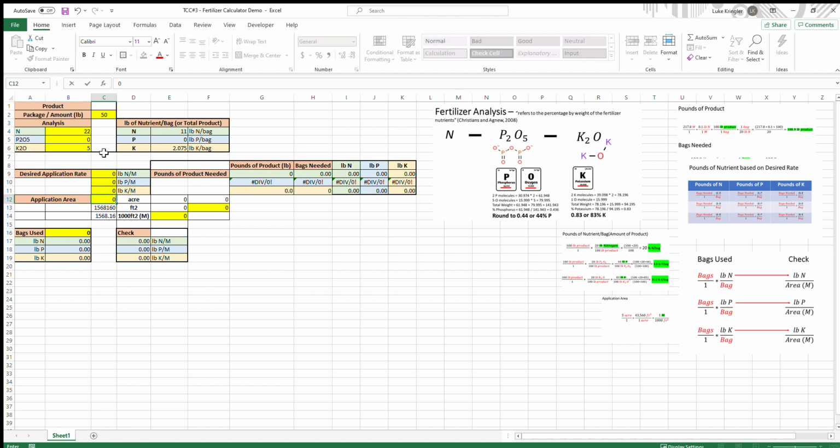So I would recommend, before saving your calculator, to zero everything out, so that you're basically just saving a blank template to be used. And I hope you have success using this calculator.